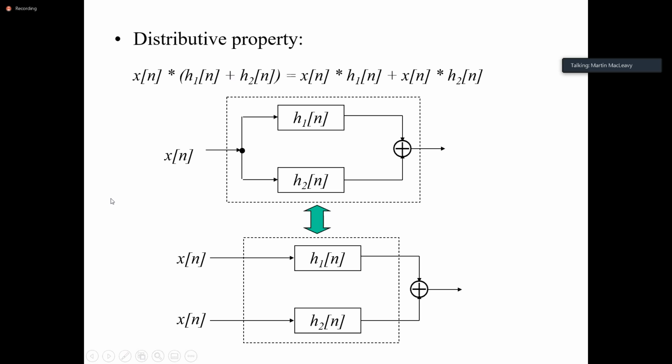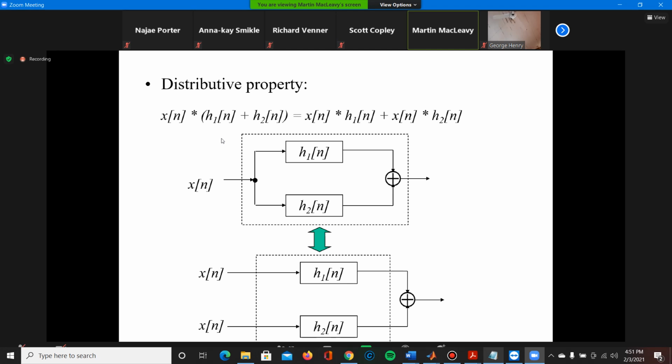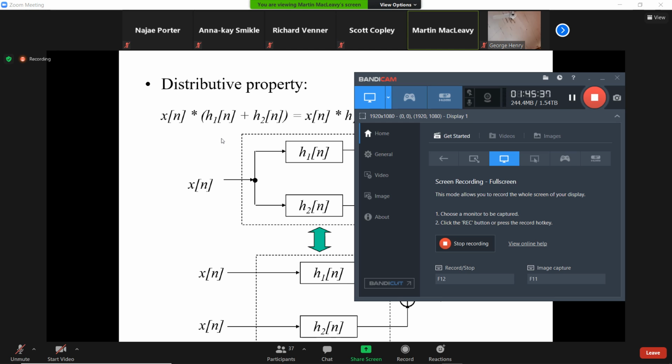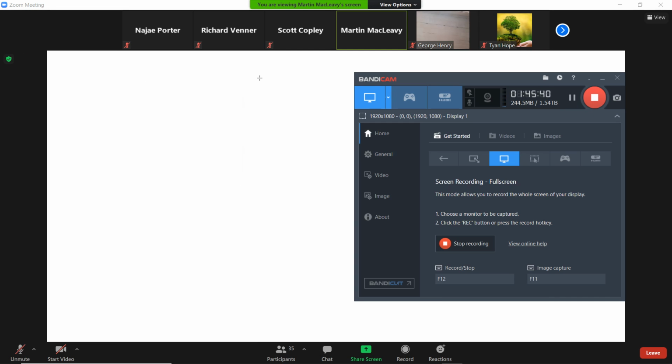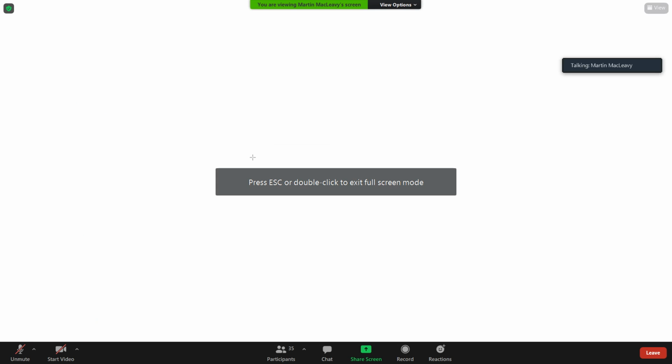And then finally, distributive property. If you have, let's just draw a table by hand.